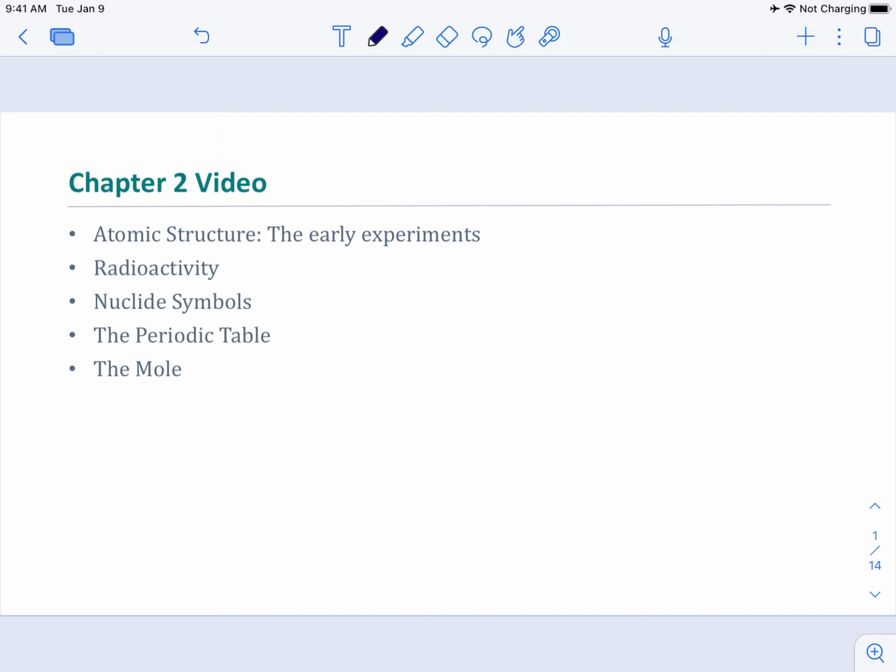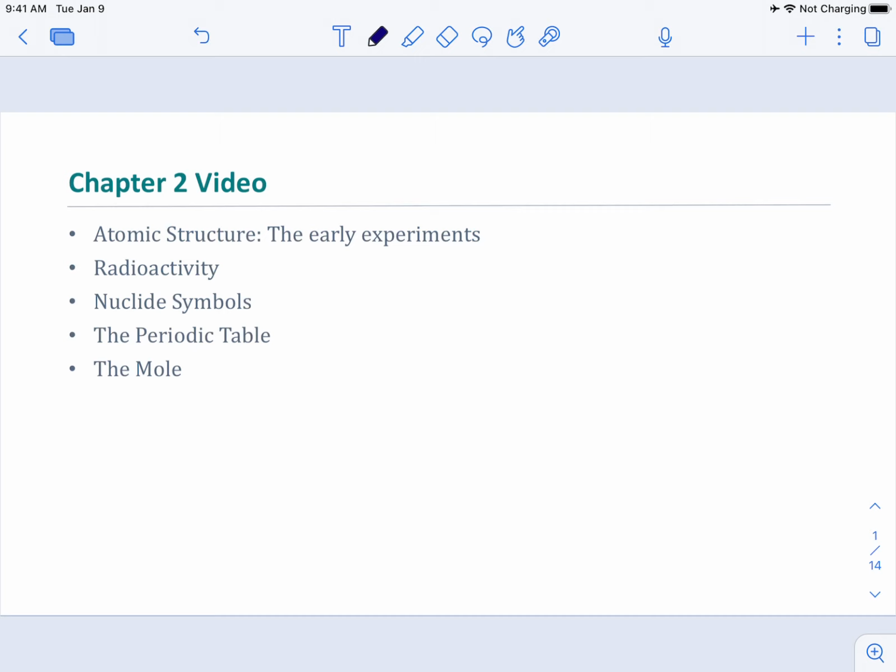And for this video, once again, same format, covering some of the more fundamental stuff I need you to get a handle on before we tackle it in the classroom. We'll look a little bit at atomic structure. I'm going to focus on some of the early experiments. I can spend some time explaining them, so if you have questions in class, that'll be good.